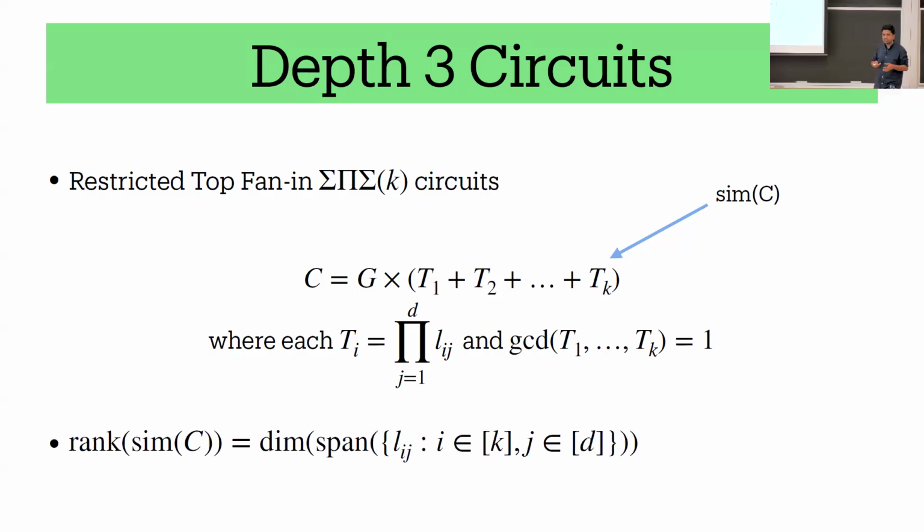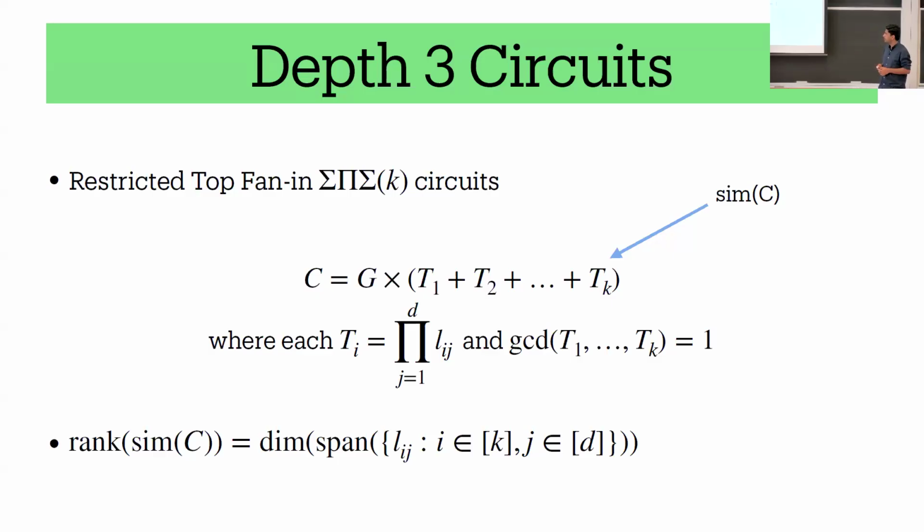One thing that is very important for our notation is the rank of the simple part of the circuit. Whenever I say the rank of the circuit, I will mean the rank of the simple part, which means that all these linear forms in the simple part of the circuit, you can think of them as vectors, and the dimension of the vector space they define would be the rank of the simple part of the circuit. And this will be a very useful quantity for us, which we will see.